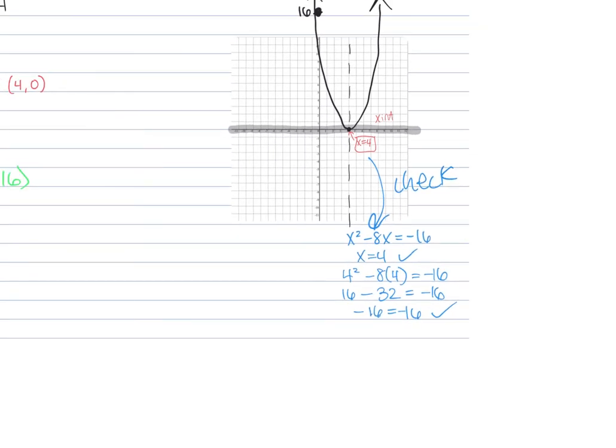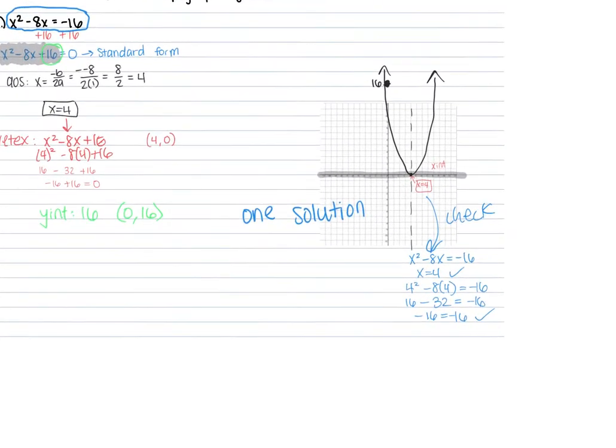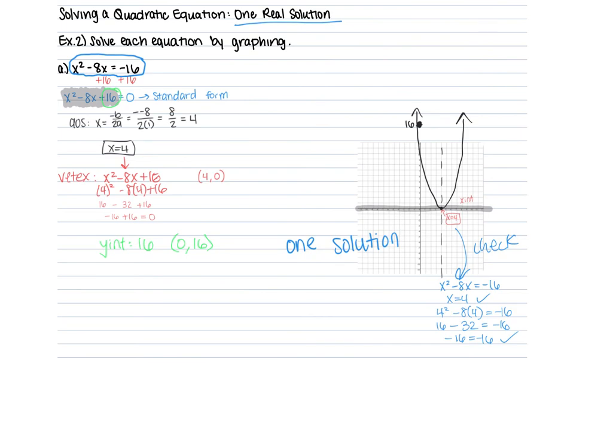So this one, as you notice, has exactly one solution. This happens when the vertex lies on the x-axis. Okay, so this one was good. We got one solution. And the last example that we're gonna do, we're gonna see an example where we get absolutely no solution, okay? So let's check it out.